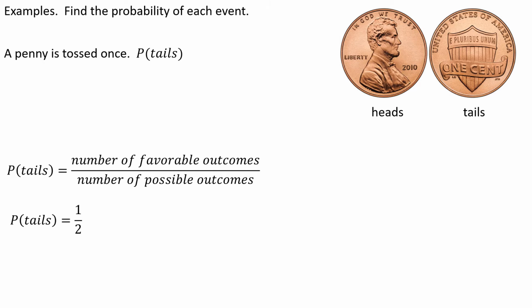Well, there's two possible outcomes, right? Either it's heads or it's tails. And again, we have to assume that it's a fair coin and these are equally likely to happen. And one of the outcomes is tails, and that's what I want. So the probability is 1/2, right? One side is tails. There are two different sides. Probability of tails, 1/2.